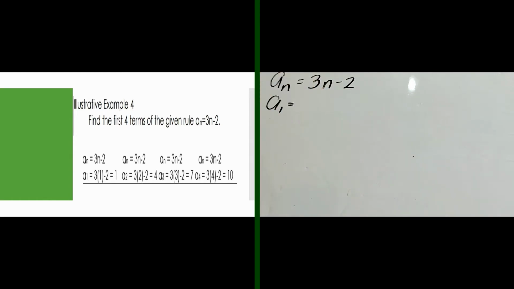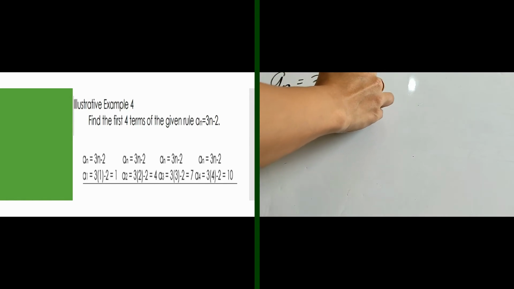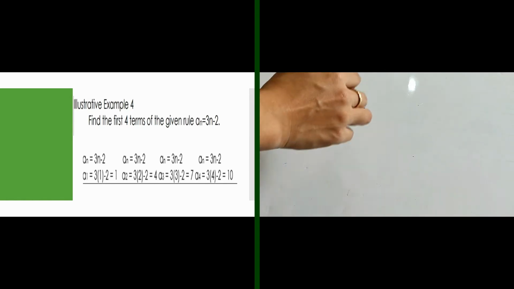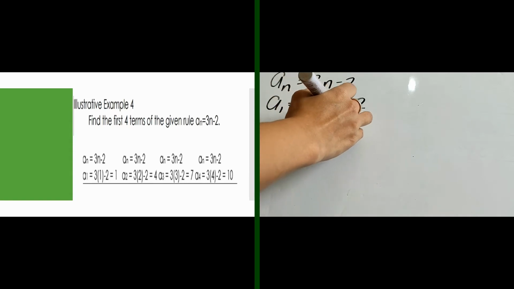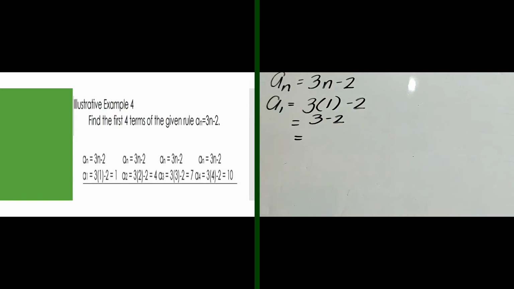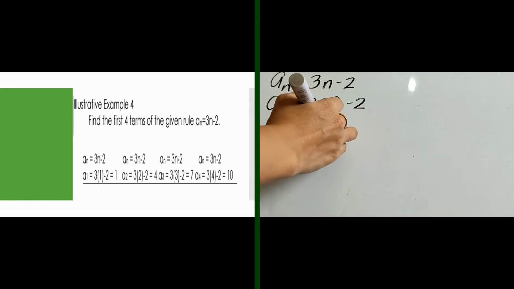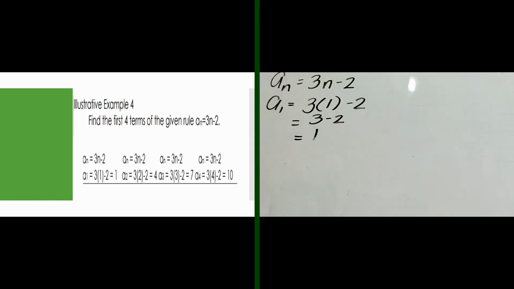In here, it is visible that the value of your n is 1. So instead of writing n, you will write 1. So 3 times 1 is 3, minus 2. And that will give you positive 1. So that will be your first term.